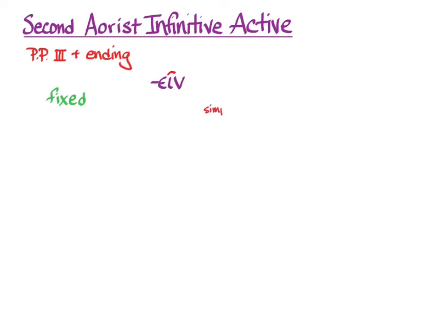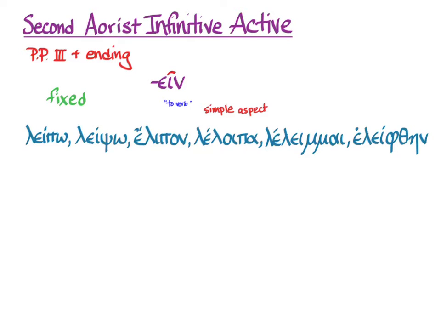The default translation for our simple aspect is to verb. So if we get our example verb out here and we go to that third principal part, we are going to use the unaugmented stem again, and we're going to add this ending, and our second aorist infinitive active when we are using the verb lepo is lipein. And the translation is to leave.